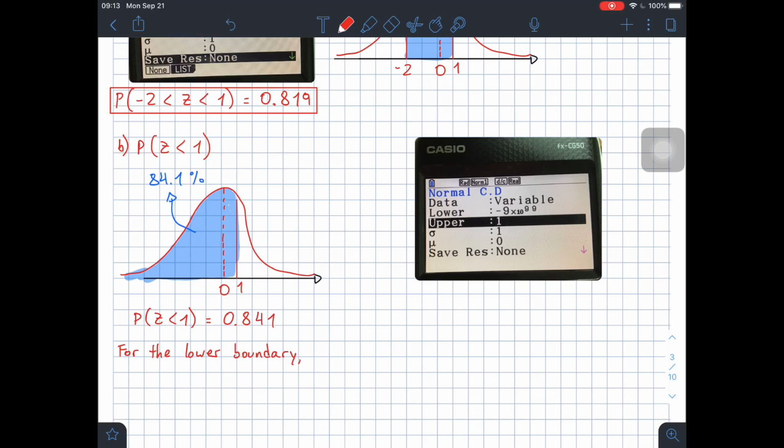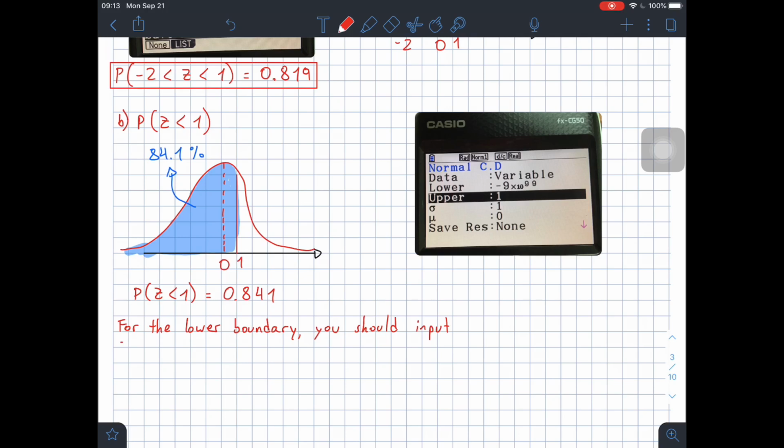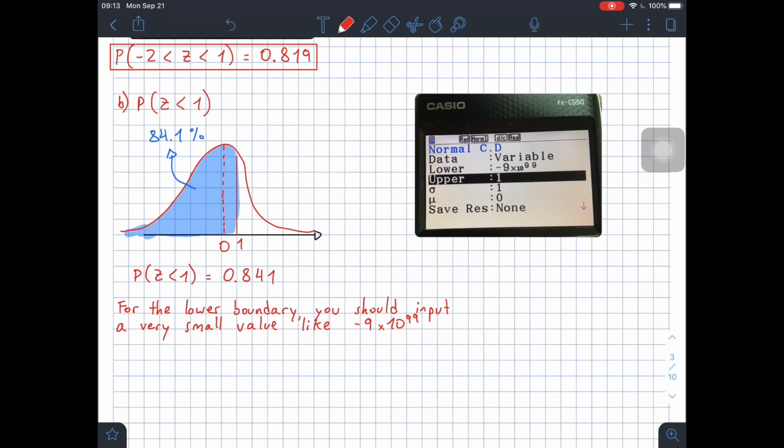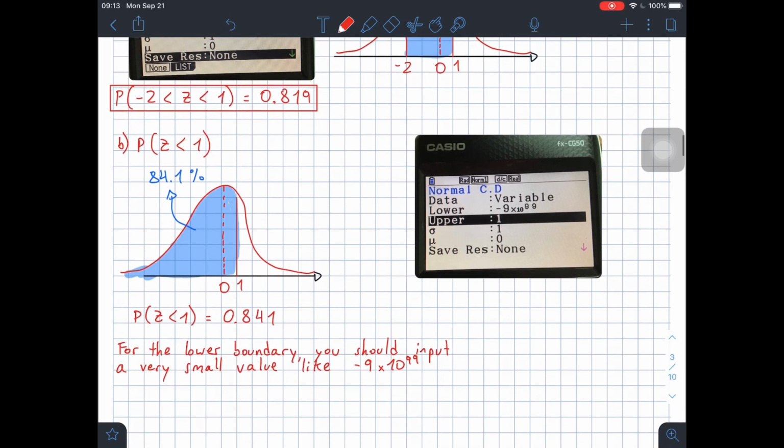For the lower boundary, you should input a very small value, like -9 times 10 to the power of 99. This would be a very small value. You could pick another small value if you want, and you'll see that the result is exactly the same. Okay, so here you have a screenshot of how the calculator should look for this particular situation.